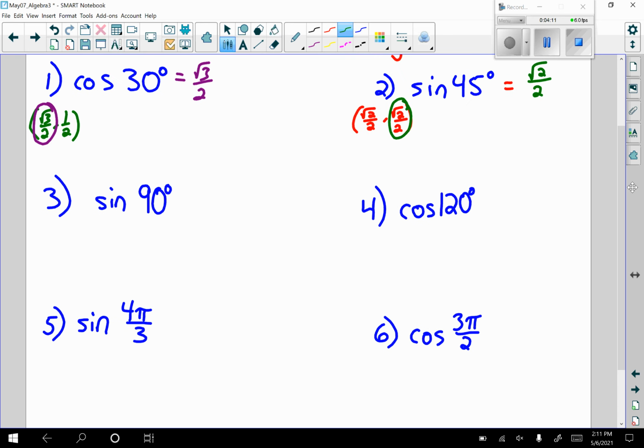Now, if you were to check these on your calculator, clearly you're going to get decimals, but this is where you need to know how to transfer back and forth between degrees and radians. As long as your calculator is in degrees, and this is just a way to check, if you type in cosine of 30, you're probably getting a 0.866 decimal, and that's the decimal equivalent of radical 3 over 2. But again, we want exact values. We don't just type them into the calculator. That's just a nice way to check.